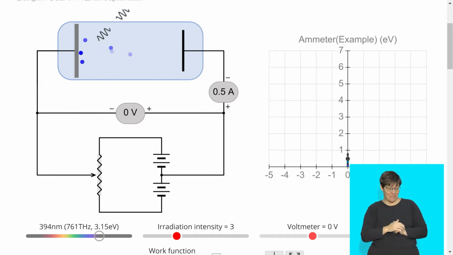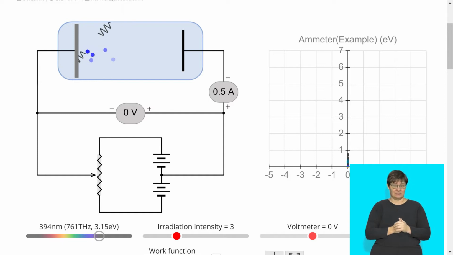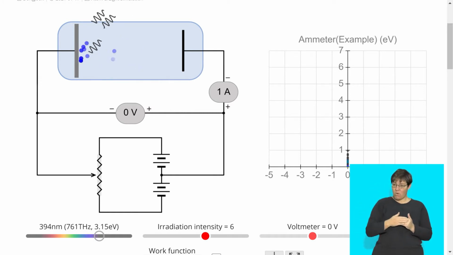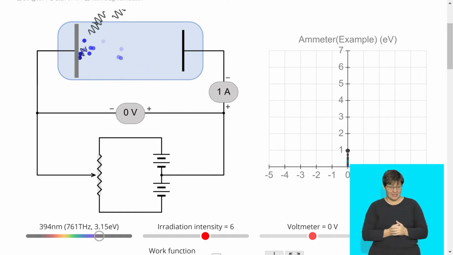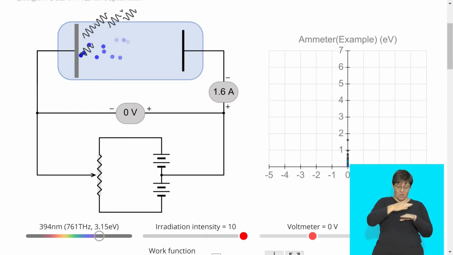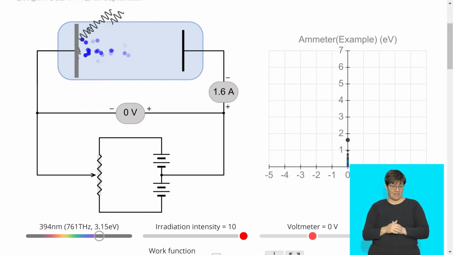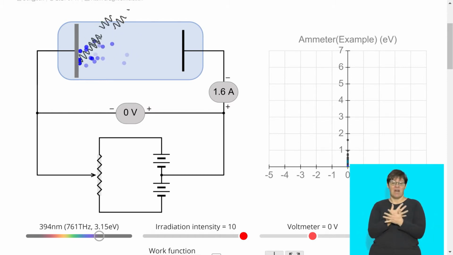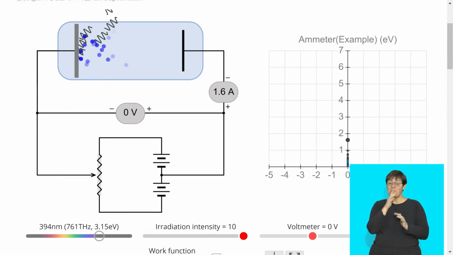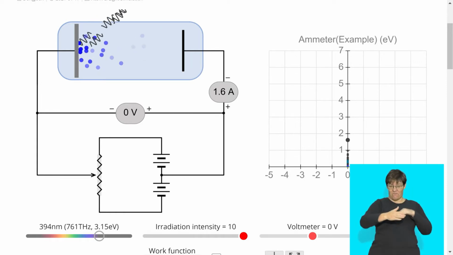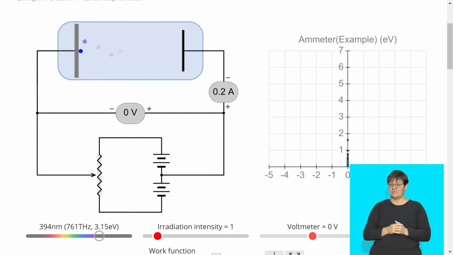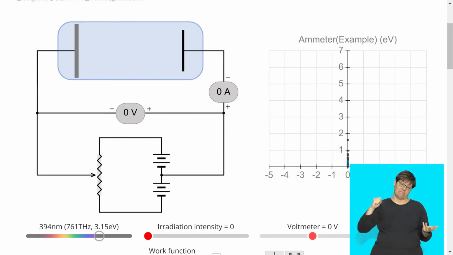Big change in current, big change, because we already had a lot coming off. If I make it even brighter, I can even get it to 1 ampere. Okay, and if we go right to the top, this can go up to 1.6. The electrons are not moving any faster. We just have more of them. So we go back down here, and if I switch the light off, well, no current.